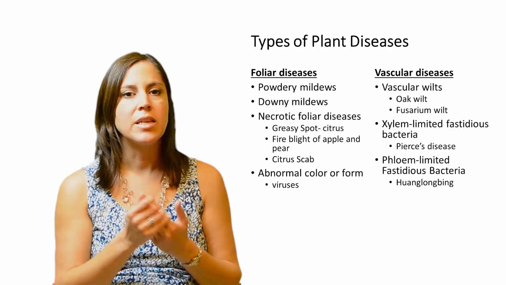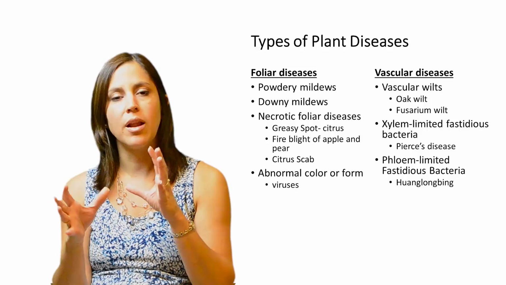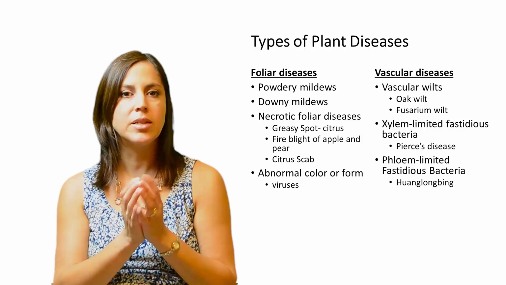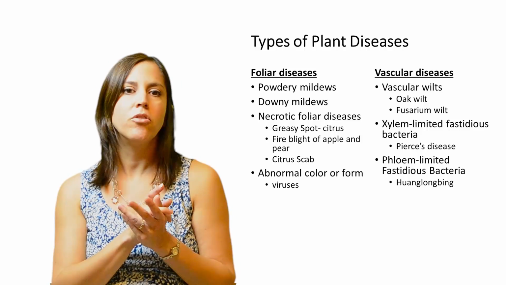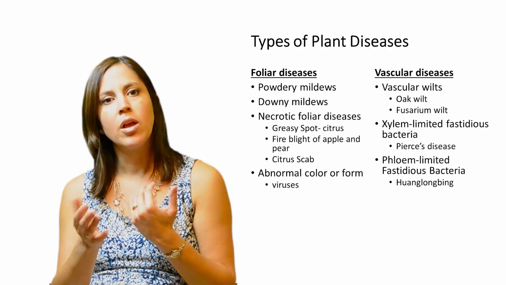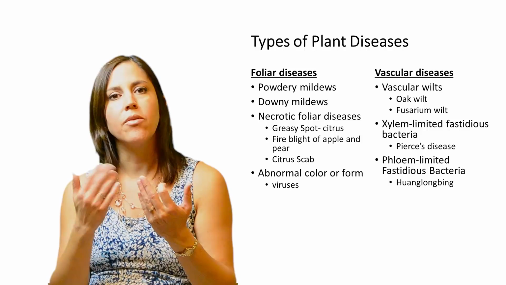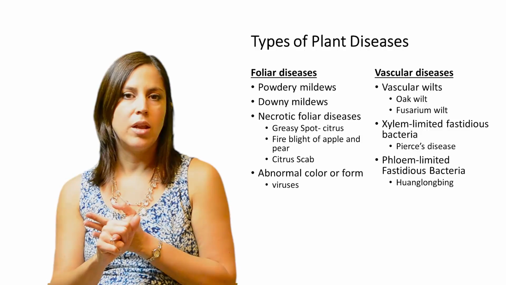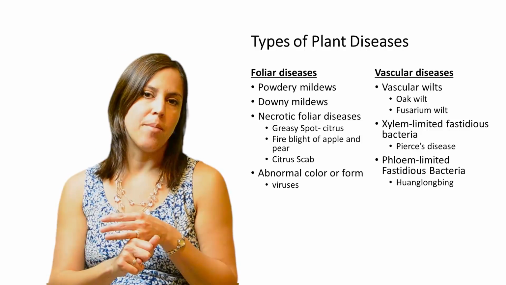So for the types of plant diseases, we have foliar diseases and vascular diseases, and they cause different types of symptoms. For foliar diseases, I'm going to be talking today about powdery mildews, downy mildews, and some of the necrotic foliar diseases. For these I have 3 different examples: greasy spot in citrus, fire blight of apples and pears, and citrus scab.